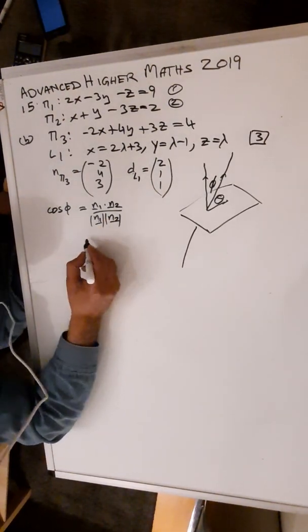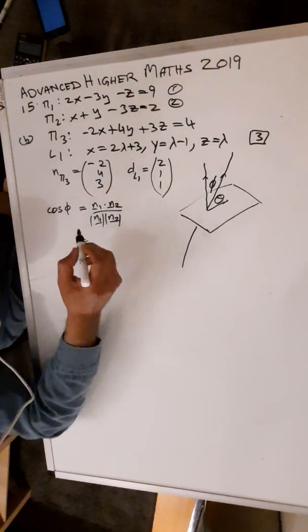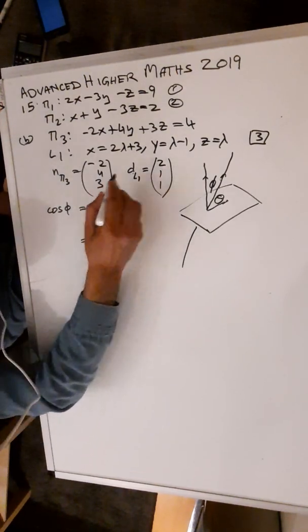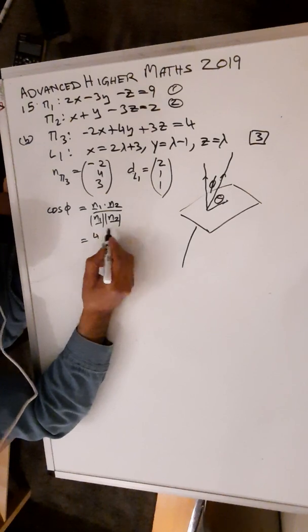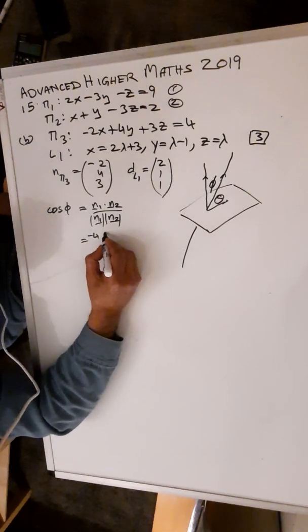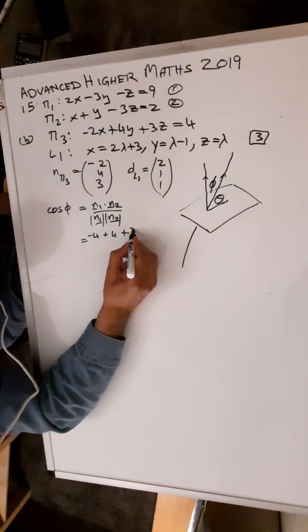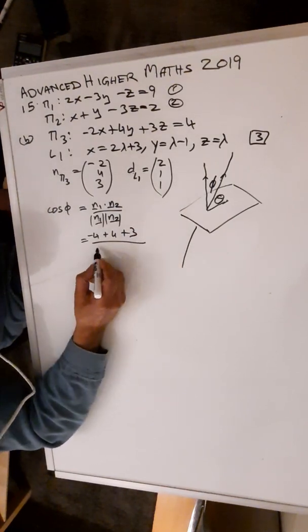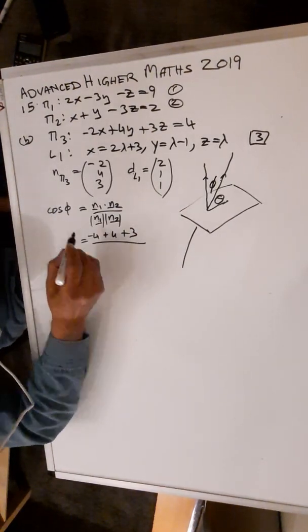So you're going to work out the dot product. Minus 2 times 2 is minus 4. 4 times 1 is 4. 3 times 1 is 3. That's your numerator. You need to find the magnitude of this.